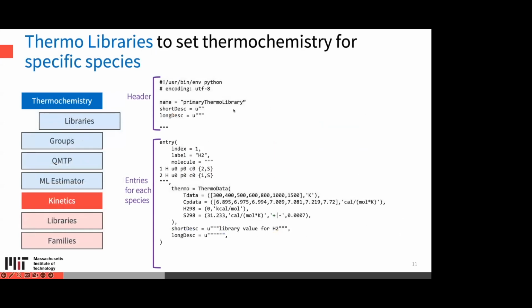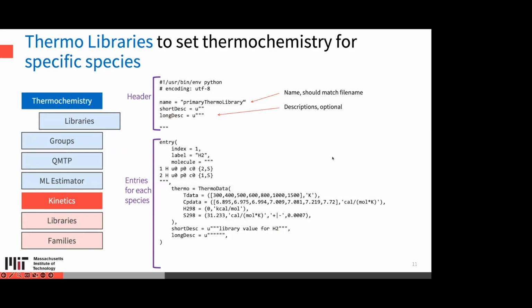So this is the format and syntax for what RMG's thermo libraries look like. On the top, we have the library name, that's our header right here. It's the primary thermal library for this example, and this name should always match the file name. Somewhere in RMG, you'll have a primary thermal library.py, and I'll show that coming up.